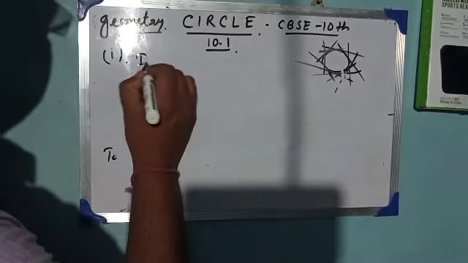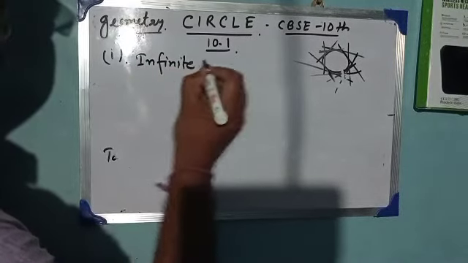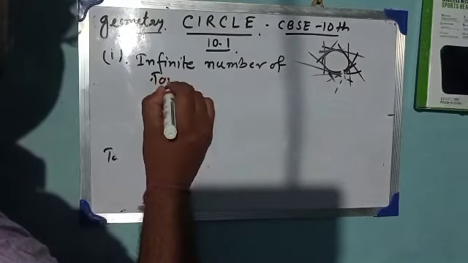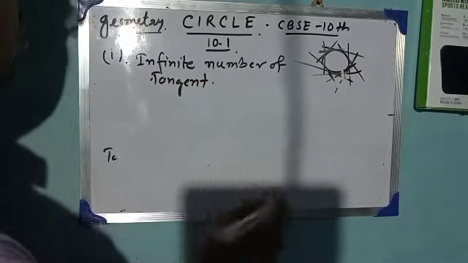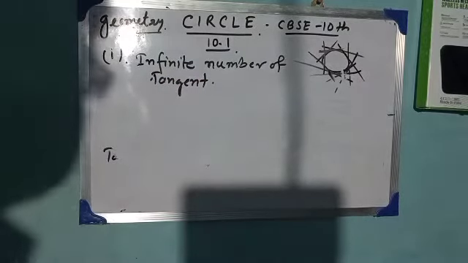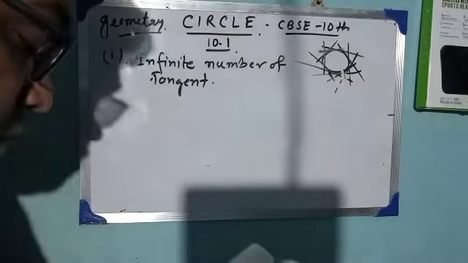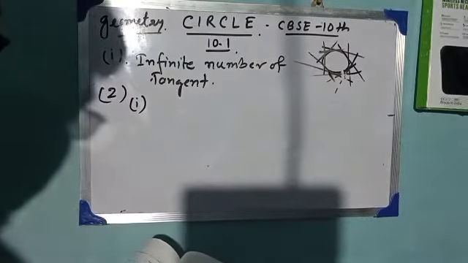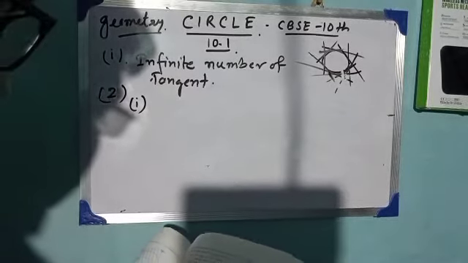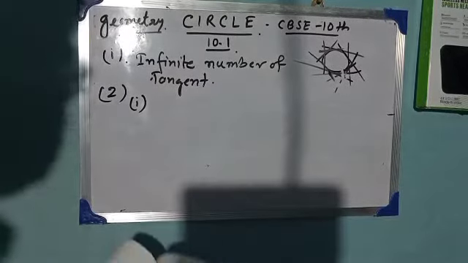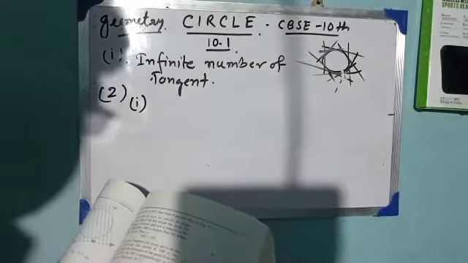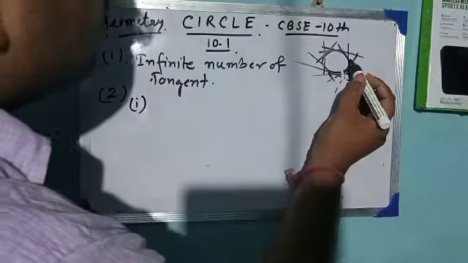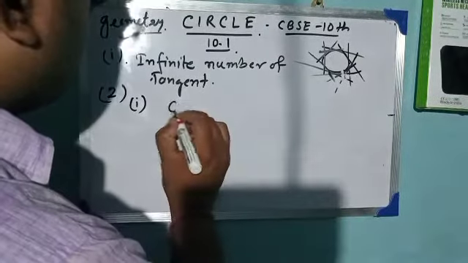So there will be an infinite number of tangents, or an unlimited number of tangents, meaning an uncountable number of tangents. Okay, next move to question number 2. Question 2.1: A tangent to a circle intersects it in dash point. A tangent to a circle intersects the circle at one point.